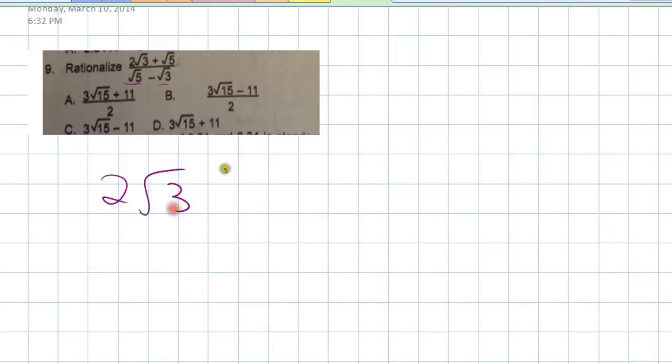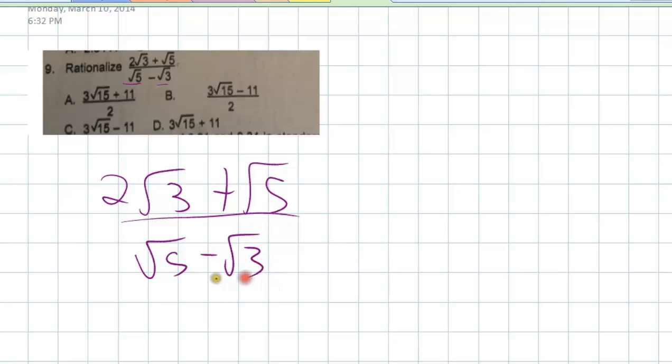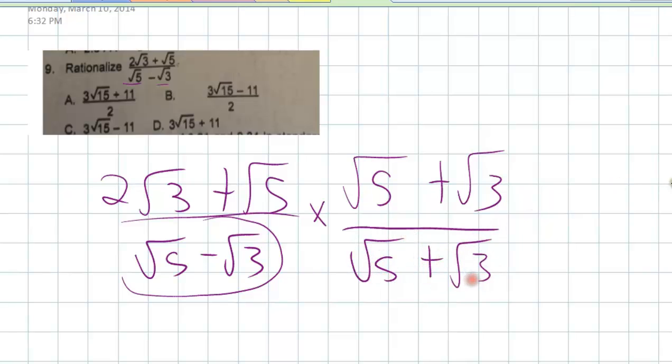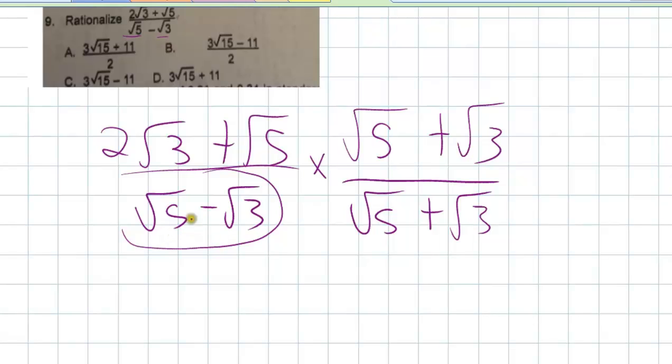We have 2 square root of 3 plus the square root of 5, over the square root of 5 minus the square root of 3. When you see something like this, it's really important to notice a pattern. Here's the denominator, and we're going to multiply it by something that looks a lot like the denominator, except instead of subtracting, we're adding. The reason we do that is so that it becomes a difference of squares type thing. Essentially what we'll end up with down here is just 5 minus 3, and I'll show that to you. So just working with the denominator right now.